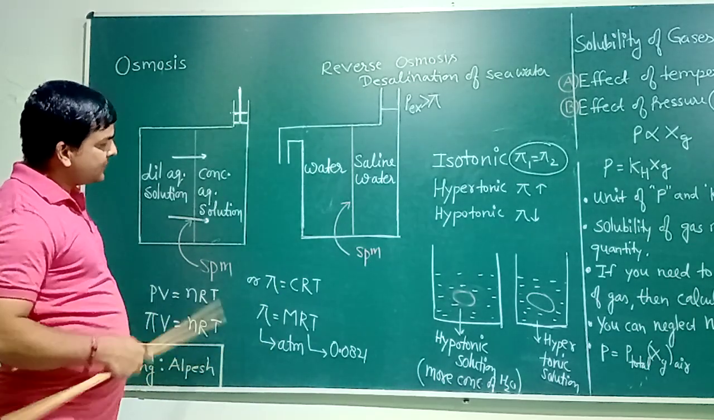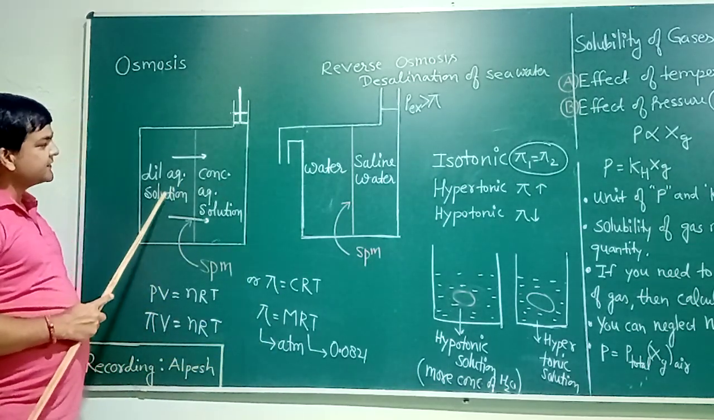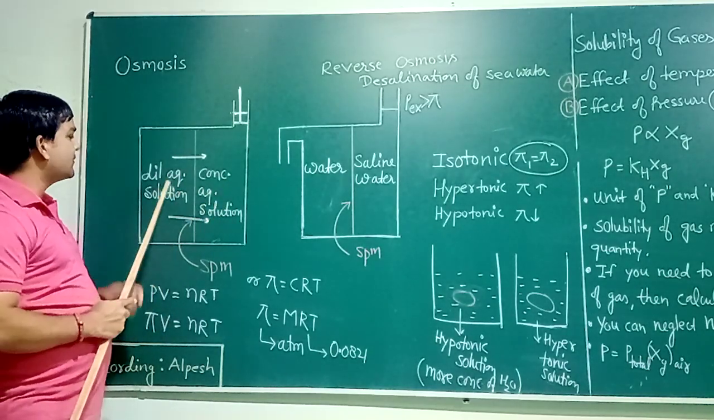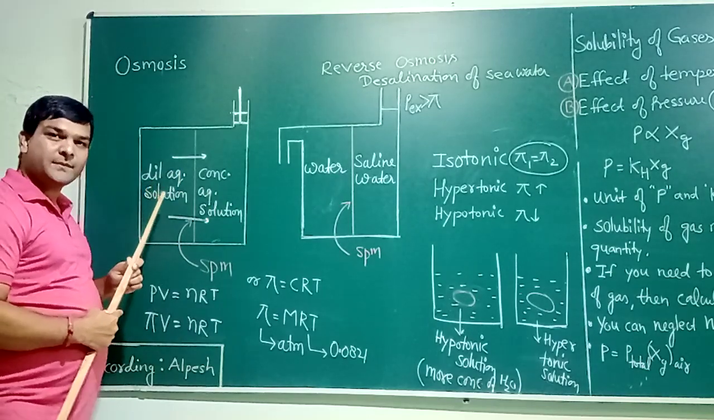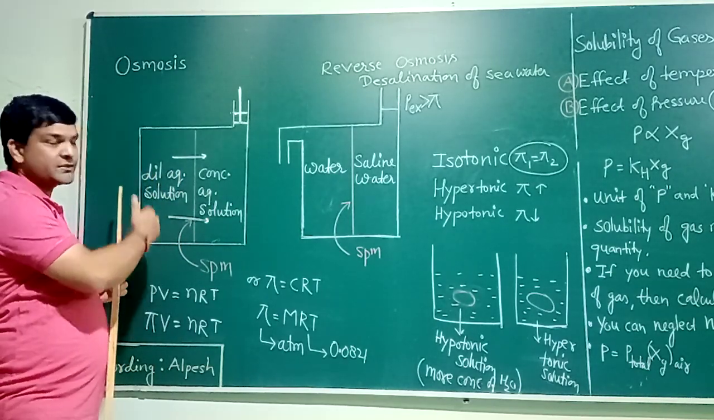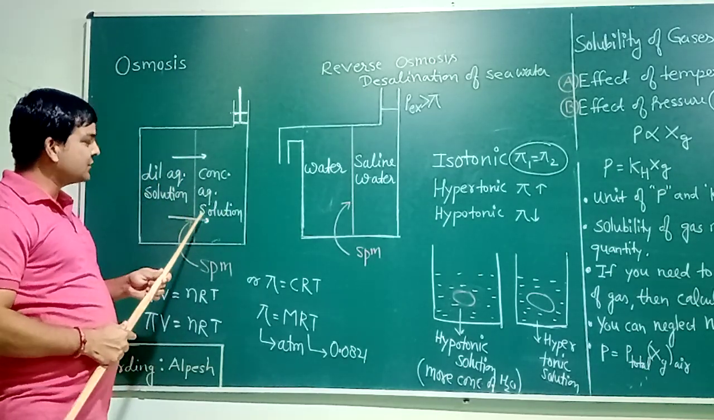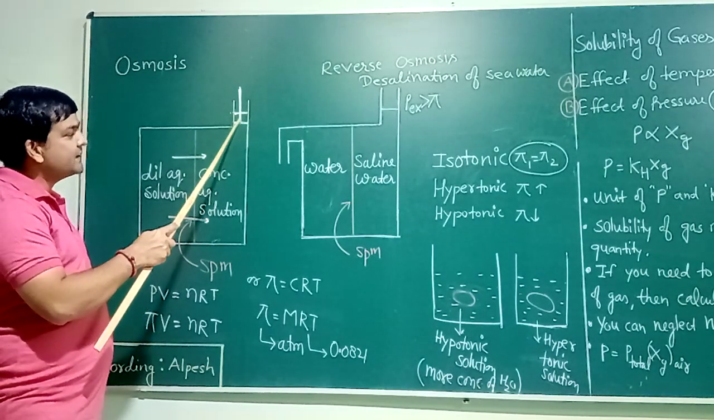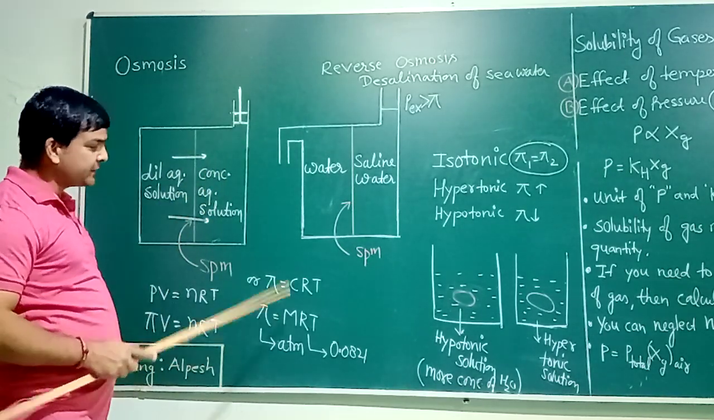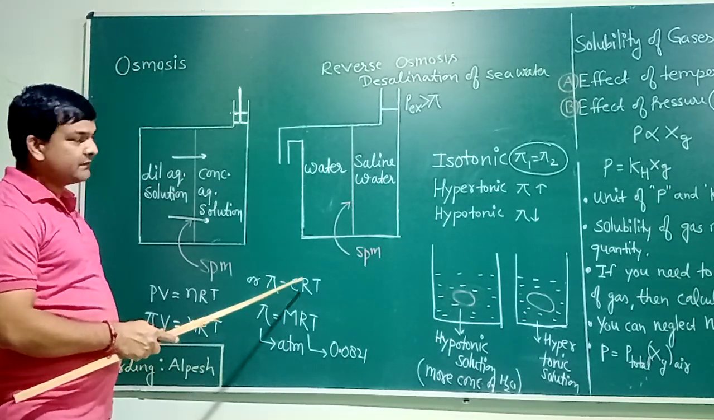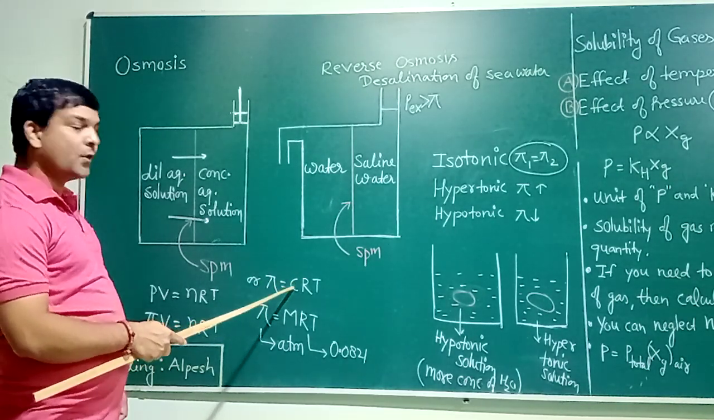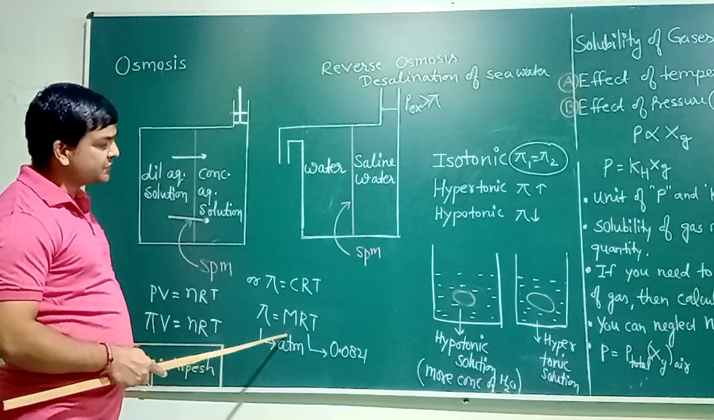So this is all about osmosis. I repeat, it is movement of solvent particles from dilute solution to concentrated solution. Movement of solvent particles from its high concentration to its low concentration is known as osmosis. The pressure required to stop movement is known as osmotic pressure, denoted by pi, and pi equal to CRT, where C is concentration or molarity of the solution.